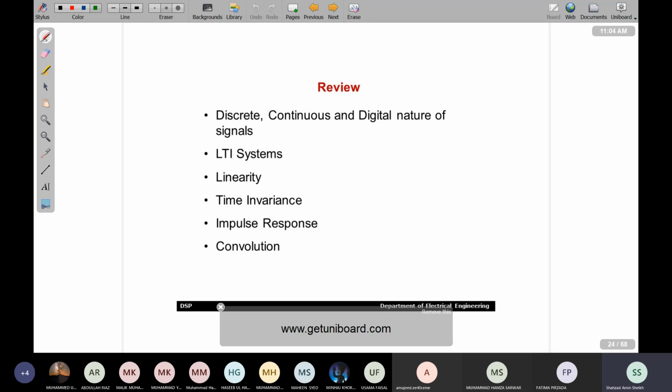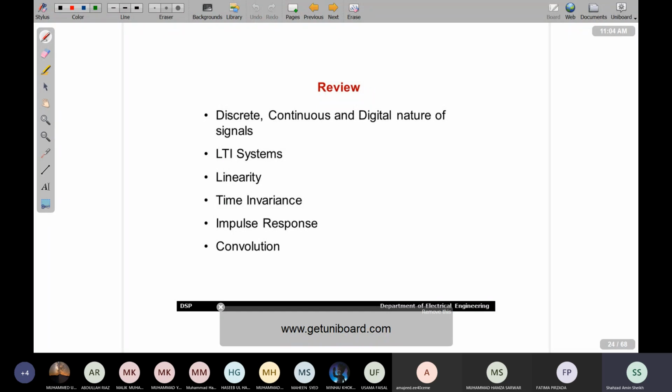So what is time invariance? Time invariance, what is that? The response of the system is invariant to the shift. जितनी shift आ रही है आपके input पे, उतनी ही shift आपके output पे चली जाएगी। So that's your shift invariance or time invariance.